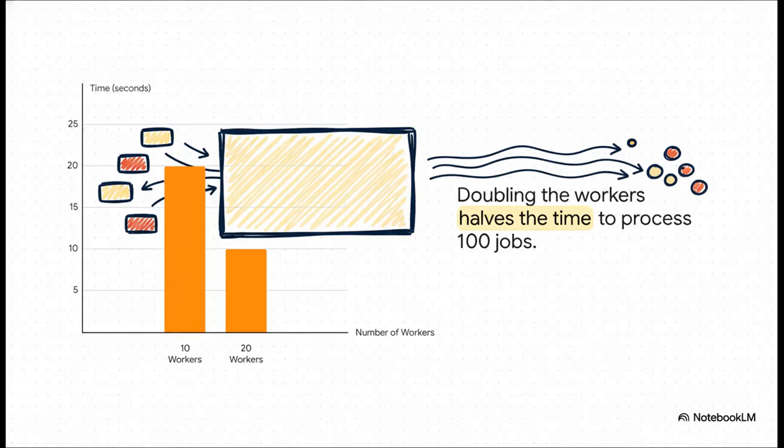And here it is, the payoff. With this worker pool pattern, making your program faster is as easy as changing one number. In this example, just by doubling our workers from 10 to 20, we literally cut the total processing time in half. This is how you get those incredible performance gains by using all the CPU cores you have available.